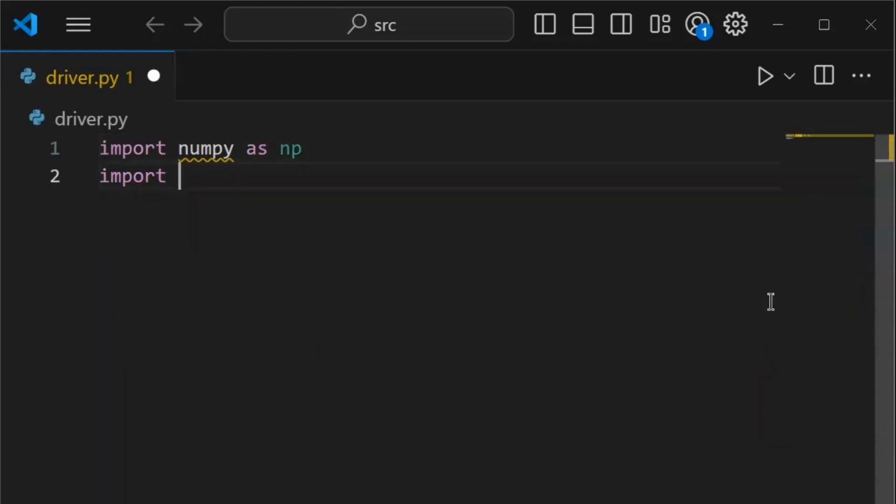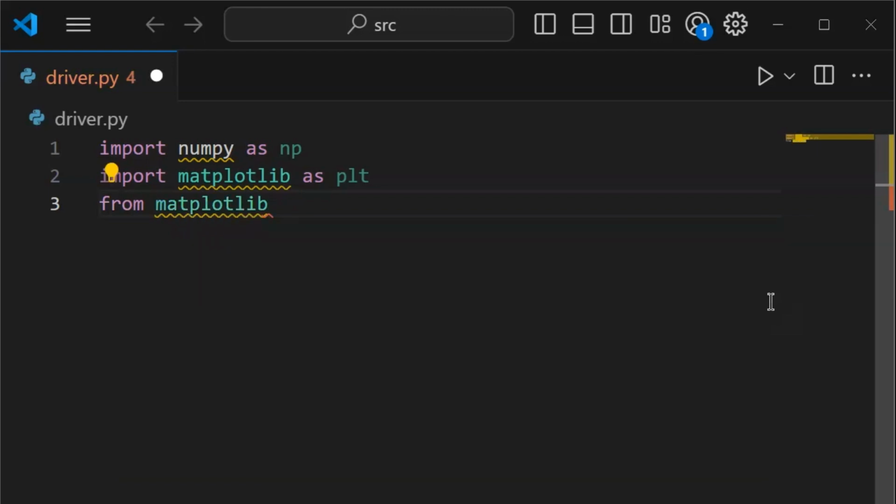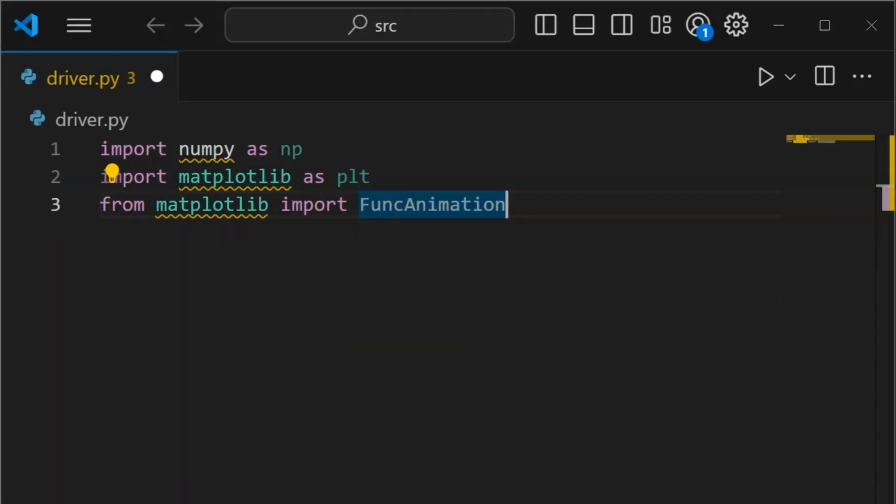import matplotlib.pyplot as plt, and we're also going to use the func animation module from matplotlib, which is going to actually help us animate the objects, like what you saw in this case as the Earth moving around the Sun. So from matplotlib import func animation. Perfect.